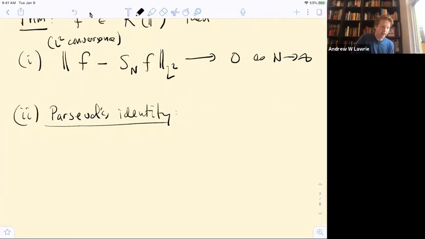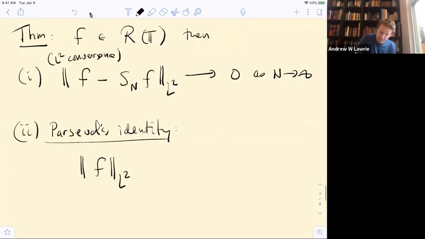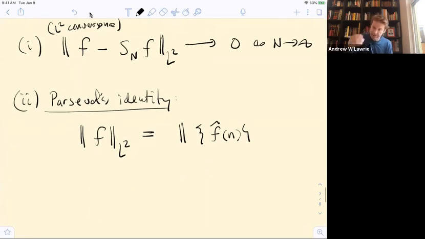Is that the L2 norm of f? Given a Riemann integrable function, the L2 norm of f is equal to the little L2 norm. So associated to a Riemann integrable function f, we have its sequence of Fourier coefficients, and it turns out that is a sequence in little L2(Z). So this is little L2.